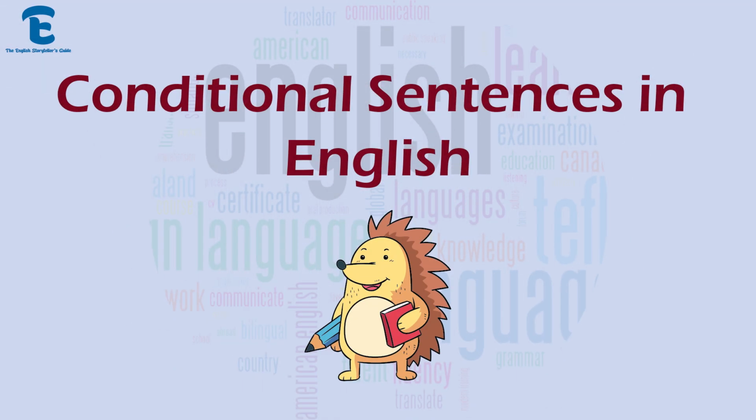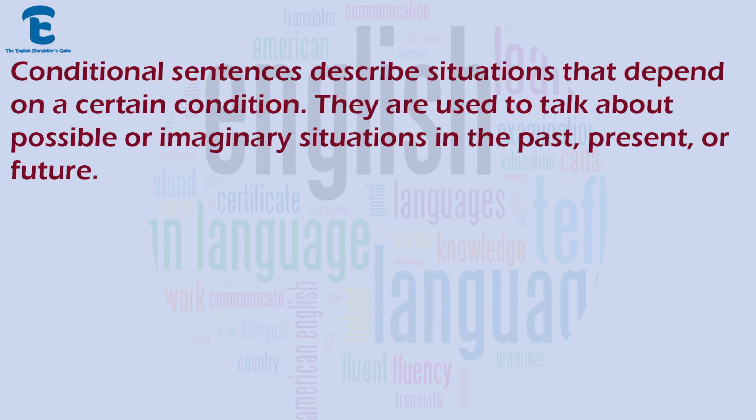Conditional sentences in English. Conditional sentences describe situations that depend on a certain condition. They are used to talk about possible or imaginary situations in the past, present, or future.